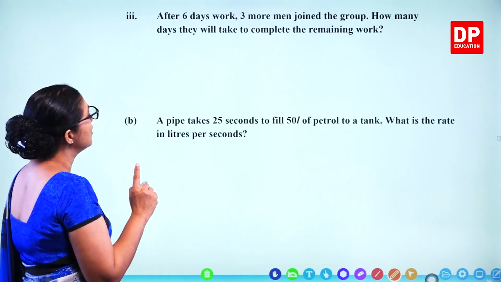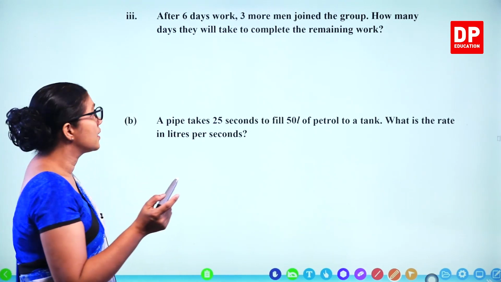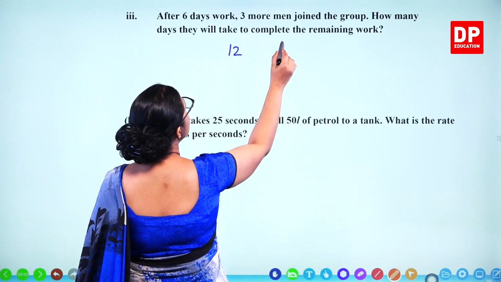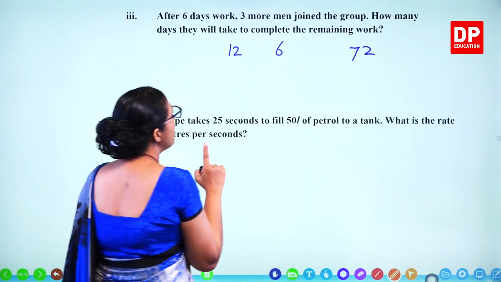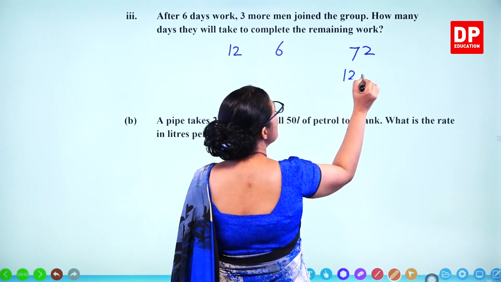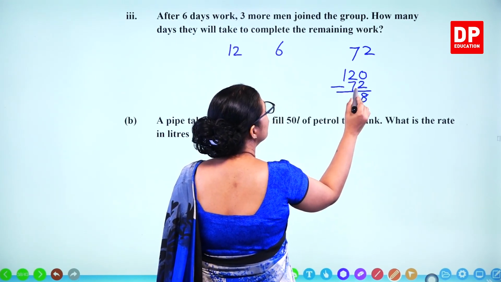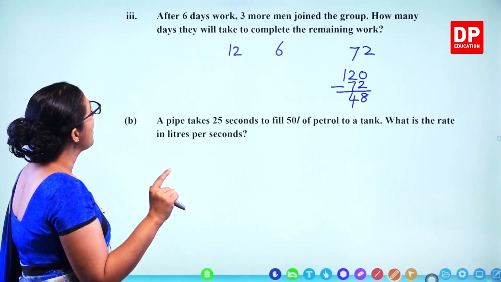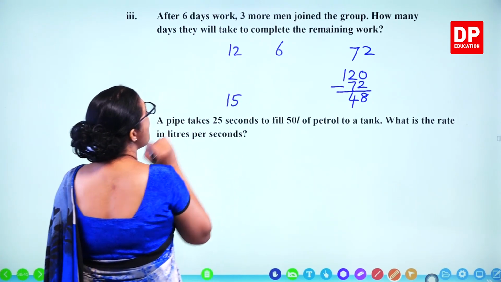After 6 days of work, 3 more men join the group. How many days will they take to complete the remaining work? So 12 men, 6 days worked. So how many man days? 72 completed. So how many remaining? 120 minus 72, 48 man days are remaining. 3 more men joined, so now 15 men are there.